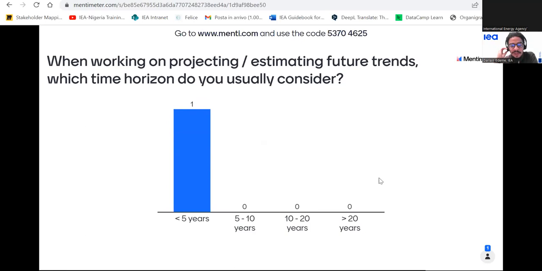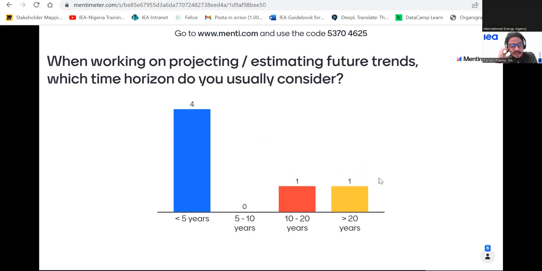Just to give some benchmarks, now we are in 2022. So if you go to 2030 or 2040, we are thinking about 10 to 20 or even more than 20 years. Right now I see quite a uniform spread. We have three people working on very short-term projections and estimations, one person working on very long-term projections, and one person between 10 and 20.